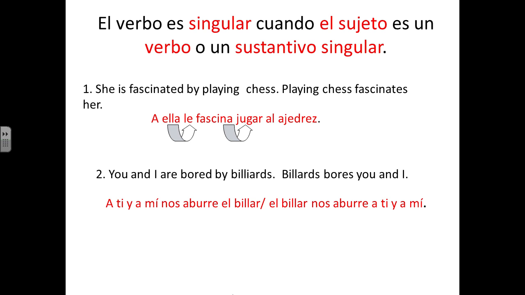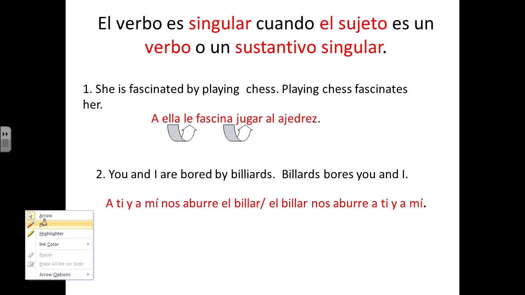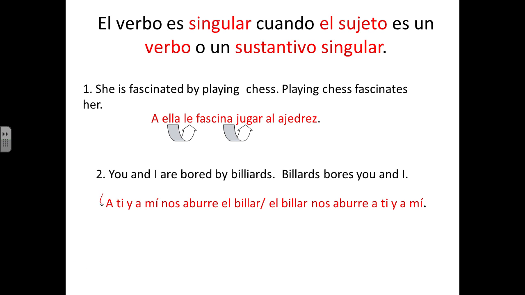Remember, you cannot say yo with verbs like gustar. You also have to have the a in front of each person that you're talking about with the modifier. A ti y a mí. Mí tiene un acento. Okay? So make sure you have the accent mark there. Okay, again, a ti and a mí go with nos. It has to agree with nos. And then aburre goes with billar.